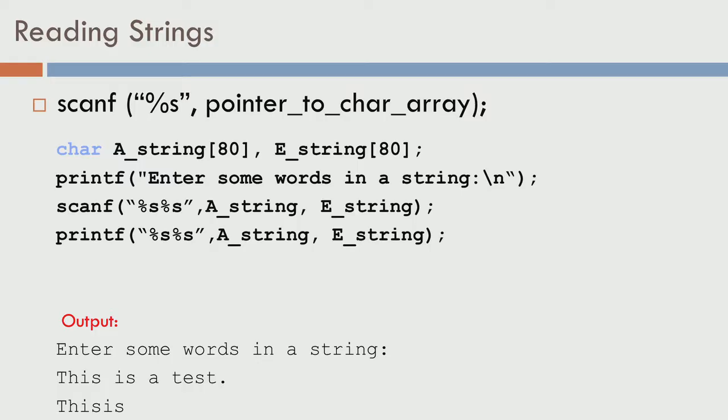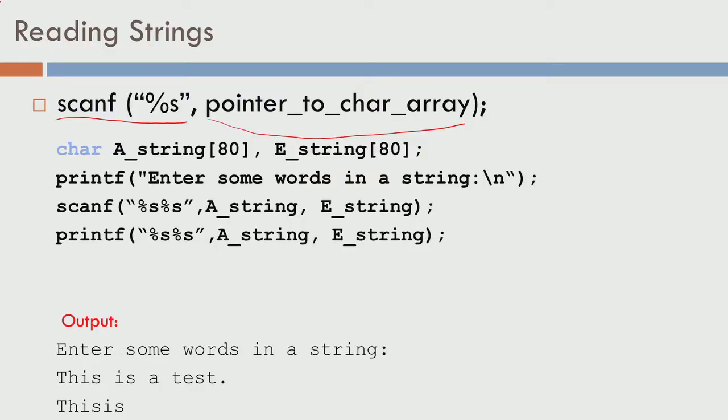So, let us go and look at how strings can be read. We saw how strings can be printed. Let us see how strings can be read. So, for example, scanf takes this %s as a specifier, and you can give a pointer to the character array as a parameter to it. So, let us assume that there are two strings, a underscore string and e underscore string, and let us assume that both of them have 80 characters in them, which means they can take 79 valid characters, and you have to reserve at least 1 byte for the \0.